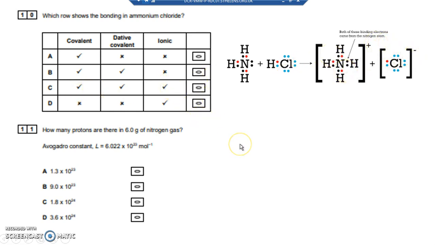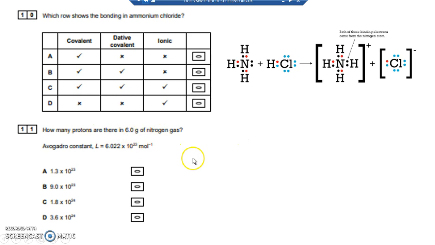The answer is C. It's got covalent bonds between the N and the H's, it's got a dative covalent bond between this N and this H, and it's got charges because the N has given away electrons when it's formed this dative covalent bond and become plus, and the Cl has become minus when this bond between the H and the Cl is broken, and the Cl has taken both of the electrons and become minus.